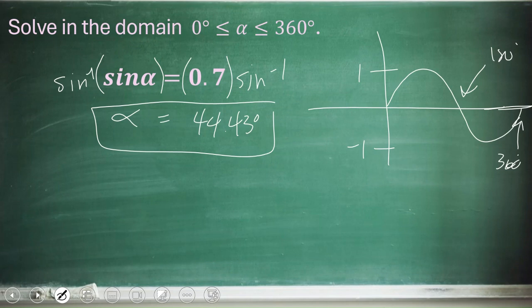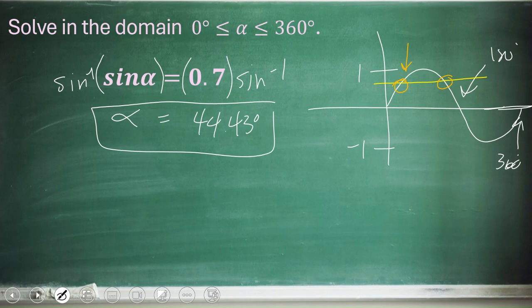What we know is that we are looking for a value of 0.7. That means we are looking where the line y equals 0.7 would go. And I know that that's right about here. So our solutions are going to be between 0 and 180 degrees. And I am going to have two of them. I've got one right here and one right here. This is the one we just found, the 44.43 degrees.